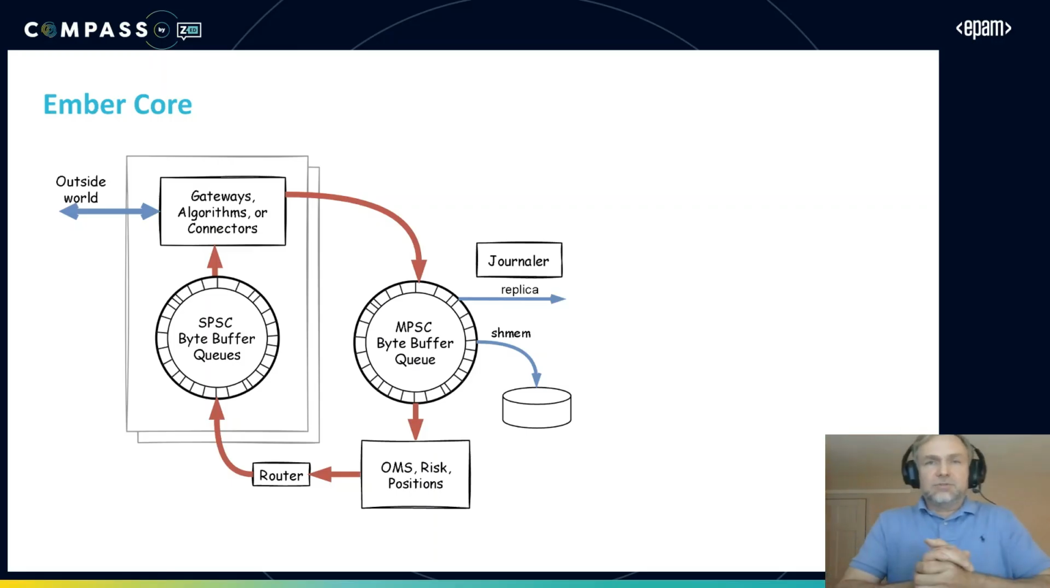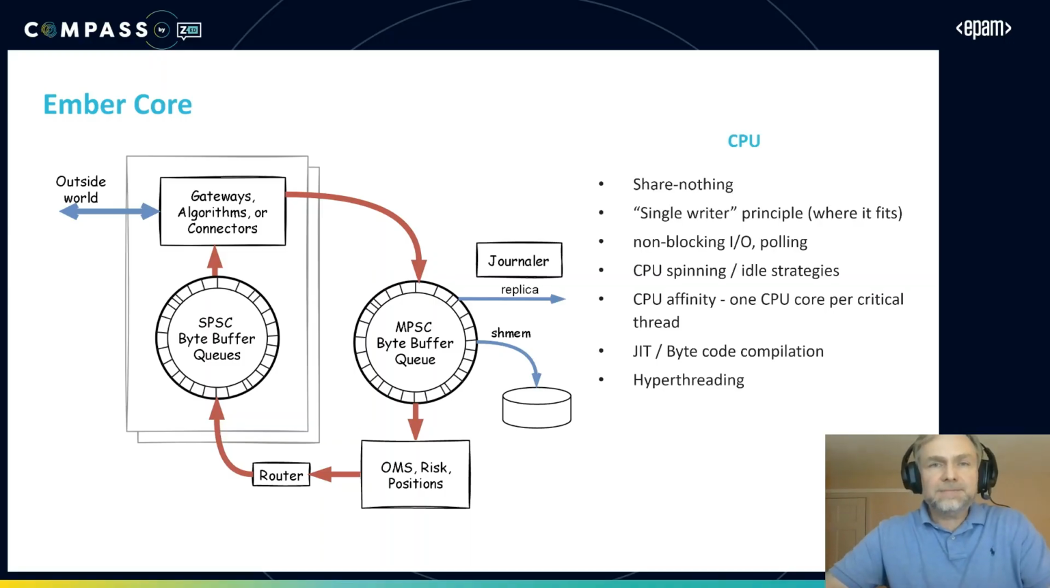Okay, let's cut to the chase. This diagram shows us a central part of Ember. Let's start with CPU and concurrency related things. Ember runs a limited number of threads. IMS is a separate thread. Journal flusher is a separate thread. Trading algorithms and trading connectors each run in separate threads. These threads do not share any data. They exchange information via messages that are transmitted via internal queues.